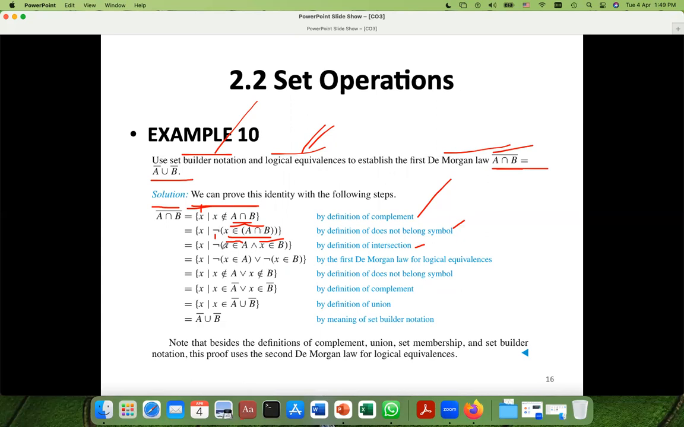Okay, then what? Now we have the negation, and here we have something, and then we have something. By the first De Morgan law for logical equivalences, negation of P and Q from those previous tables, I don't want to go there. Negation of P and Q is equivalent to negation P or negation Q. That is the first De Morgan law. You can go into that table; it would be on slide 42.